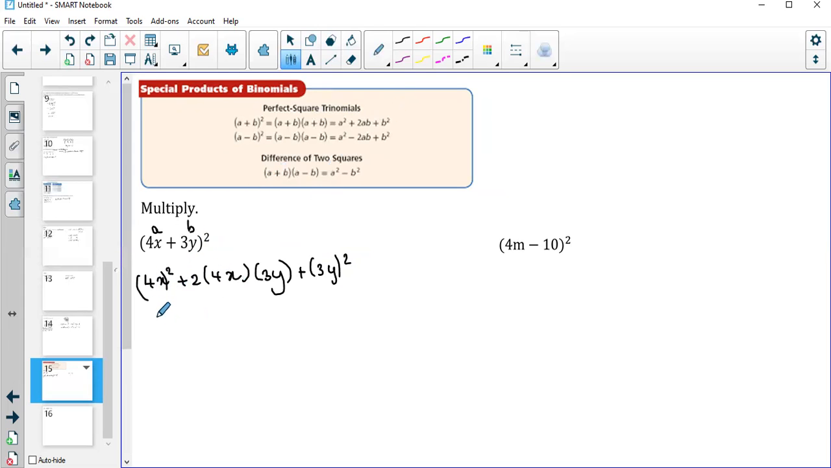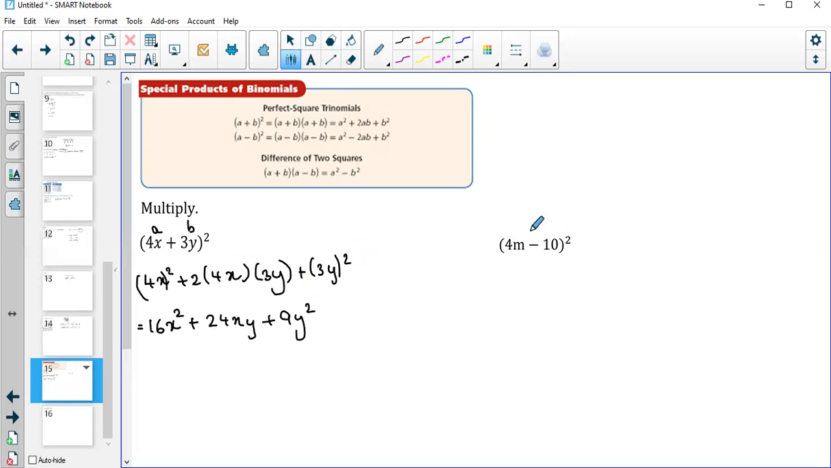So what is 4x square going to be? 4 square is going to be 16x square. 2 multiplied by 4x is 8x. 8x multiplied by 3y is going to be 24xy. Right? You multiply the numbers: 2 4s are 8, 8 3s are 24, then x multiplied by y is xy. Plus 3 square is going to be 9, and then y square. So this is going to be your answer, 16x squared plus 24xy plus 9y squared.